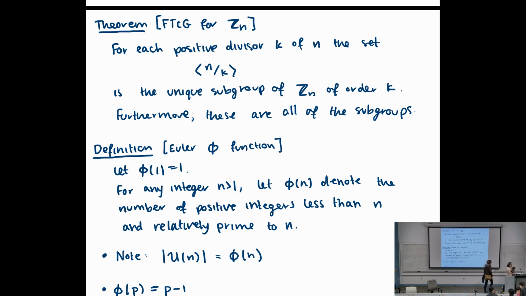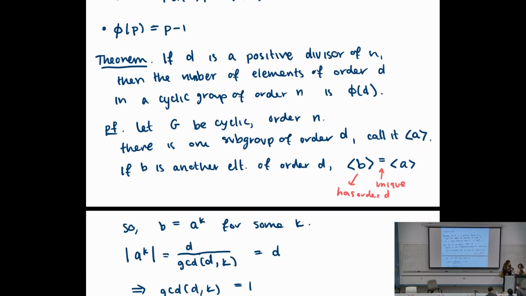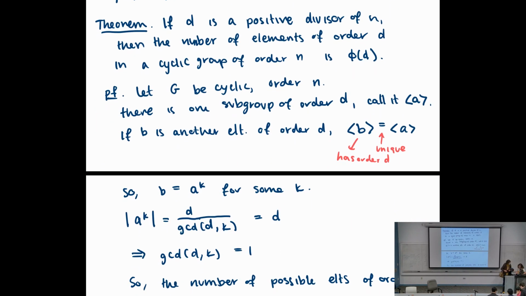How is it that you know that the order of A to the K is D? How do we know that the order of A to the K is D? I understand this middle equality here. Oh, because we supposed that B has order D, and B is A to the K. Oh, okay, got it. Thank you.